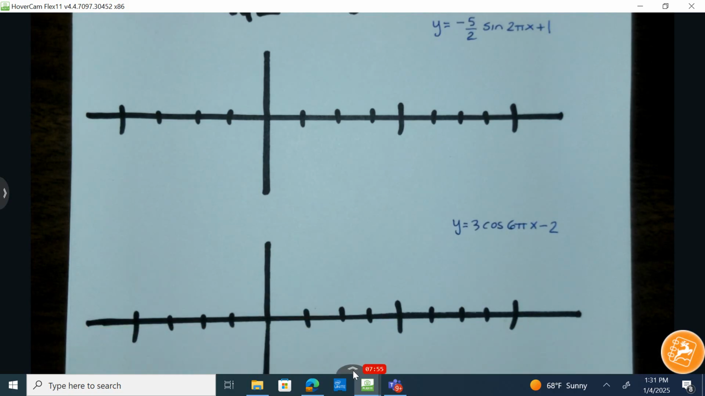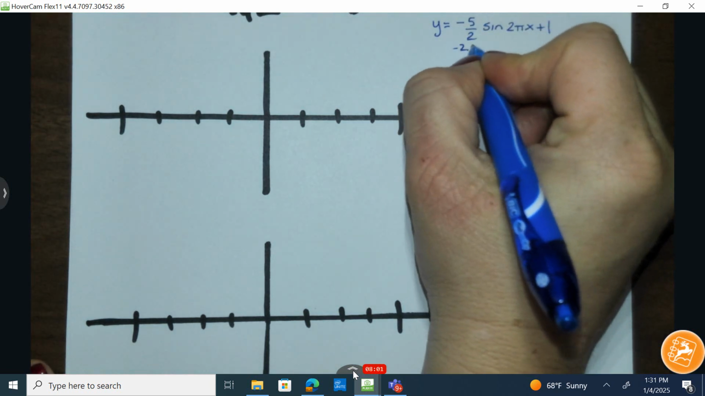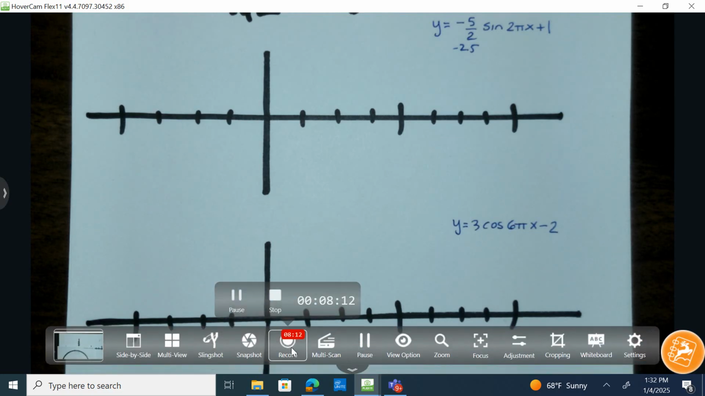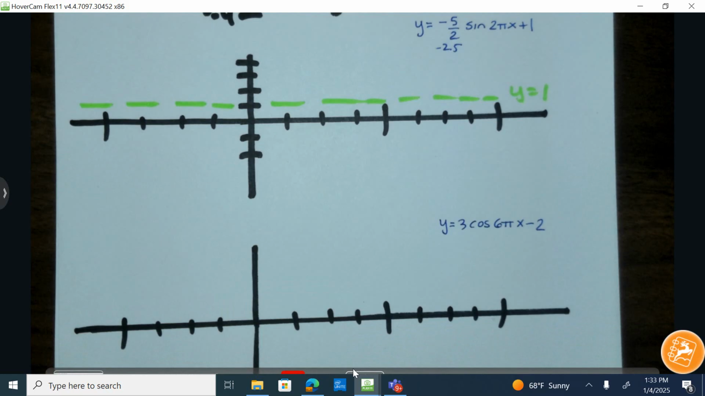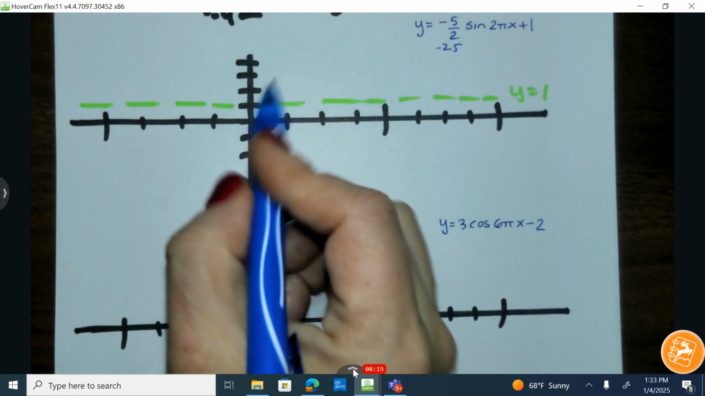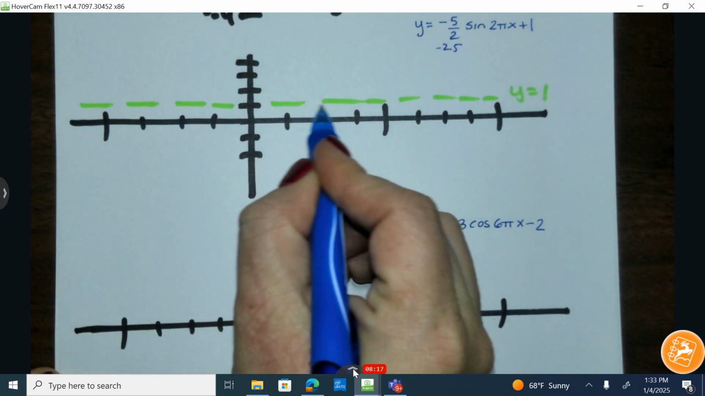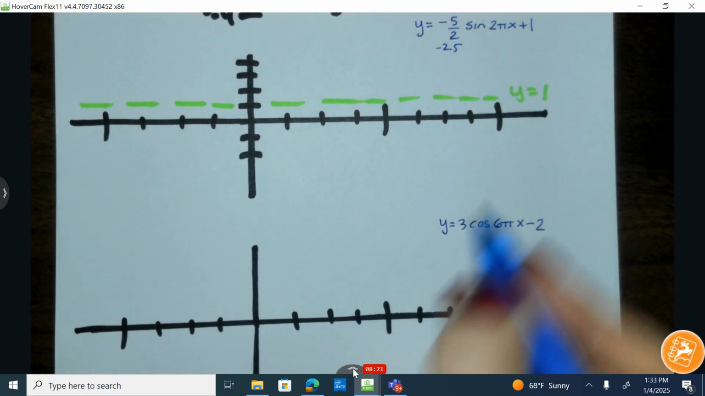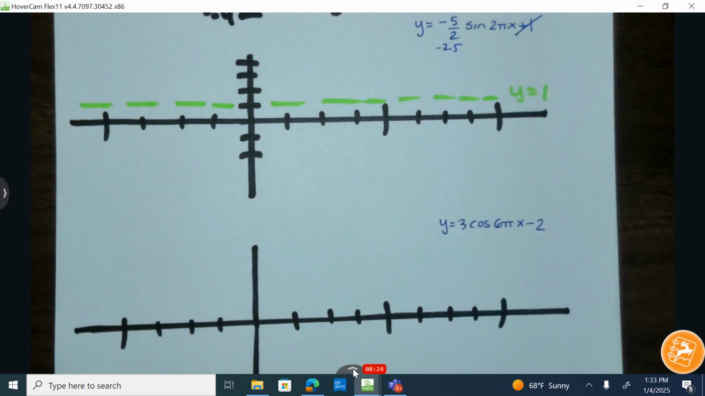Let's now graph the function y equals -5/2 or -2.5. This is equivalent to -2.5 sine of 2 pi x plus 1. The very first thing I'm going to do is show where my new midline is. Okay, so I've demonstrated that this midline is at 1. So we are thinking this right now is our x-axis and this is our y-axis. Think of this as our origin. So I've adjusted now for this vertical shift.